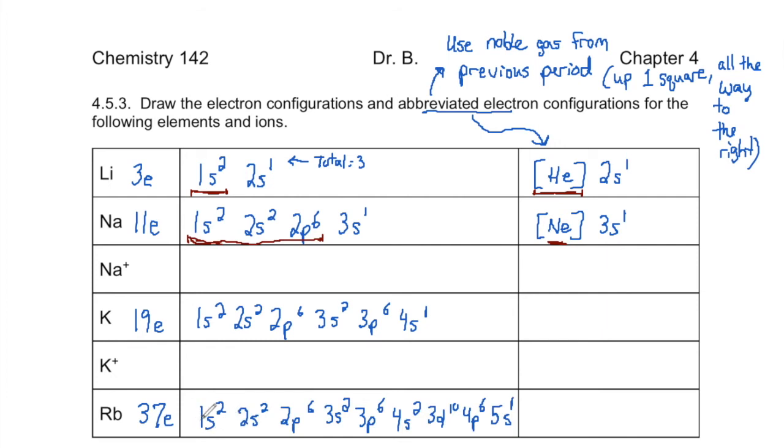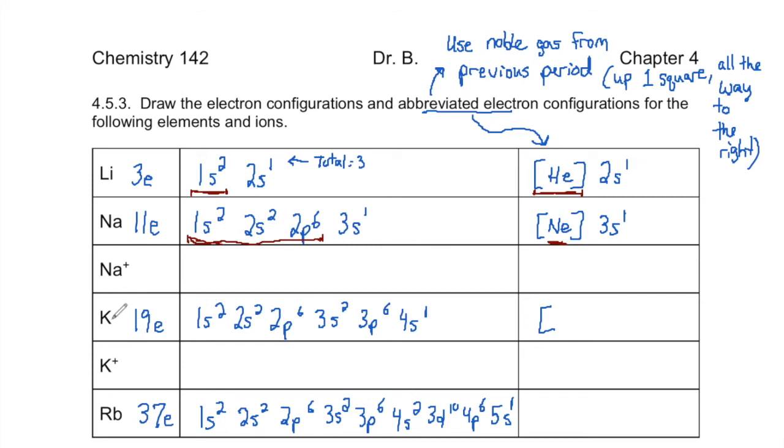And then for 37 electrons, the first 2 go into the 1s orbital, then 2 in the 2s orbital, 6 in the 2p orbital, 2 in the 3s orbital, 6 in the 3p orbital, 2 in the 4s orbital, 10 in the 3d orbital, 6 in the 4p orbital, and 1 in the 5s orbital. So all these superscripts add up to 37. 2, 4, plus 6 is 10, 12, 18, 20, 30, 36, 37.